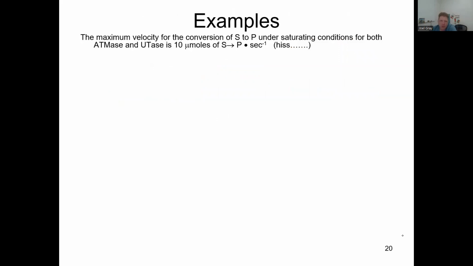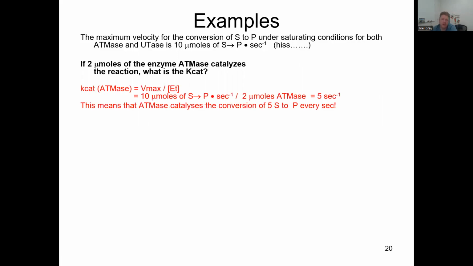Now, to consider this, the maximum velocity for this conversion of a substrate to a product under saturating conditions for these two different enzymes, ATMase and UTase, is 10 micromole of substrate to product per second. So if 2 micromoles of the enzyme ATMase catalyzes the reaction, what is the kcat? In order to calculate this, Vmax divided by enzyme concentration, 10 micromoles divided by 2 micromoles, is a kcat of 5 per second. This means that ATMase catalyzes the conversion of 5 substrates to product every single second.